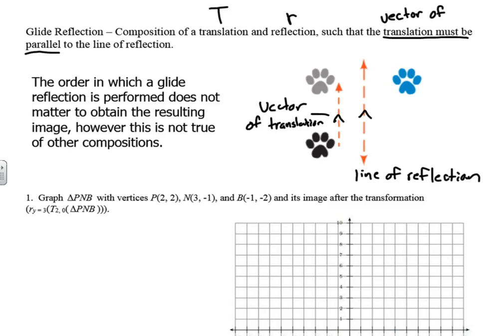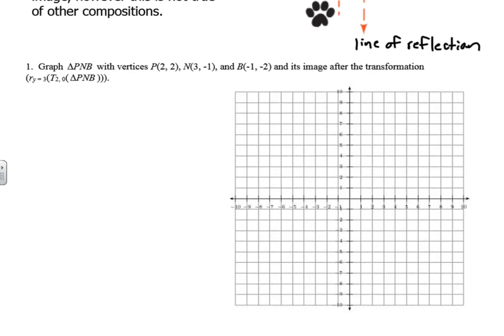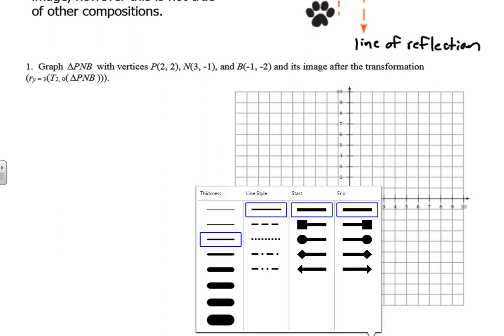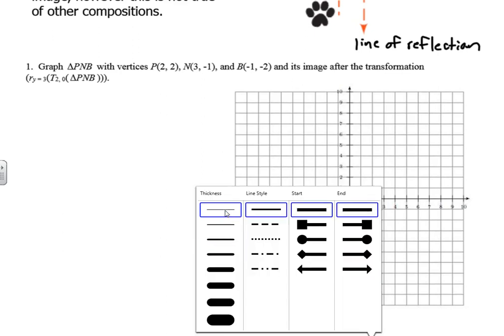So those are three special cases of different types of compositions of rigid motions, or compositions of isometries. All right, now we're going to do some examples to get cranking here. Graph triangle PNB with the vertices and its image after the transformation.